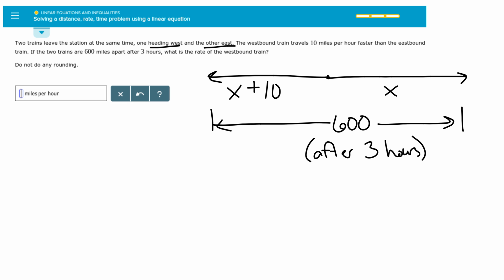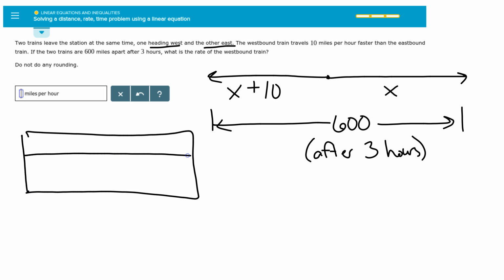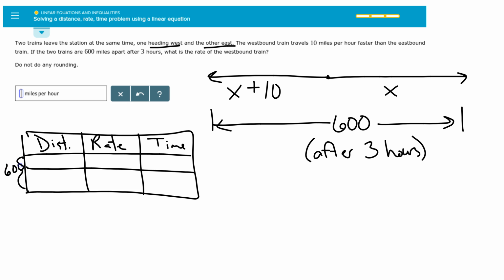Well, let's set up a little table here. This is how I like to do these problems. So we have distance, rate, and time. Okay, so the distance traveled total is 600 miles, but we don't know what each of them traveled. We just know that in total they traveled 600 miles.